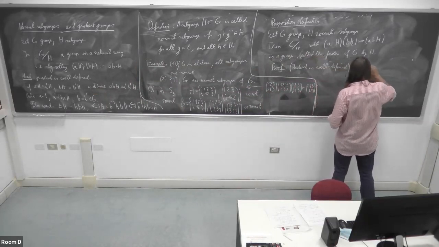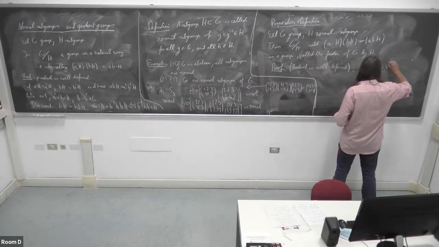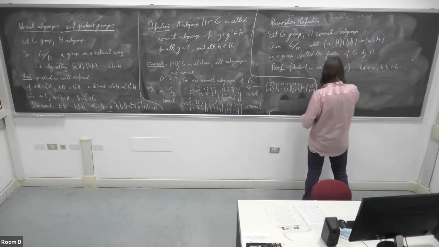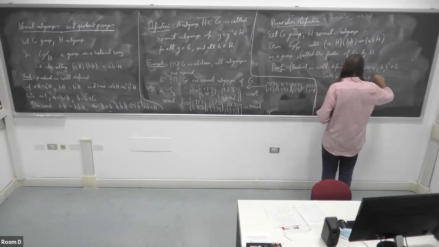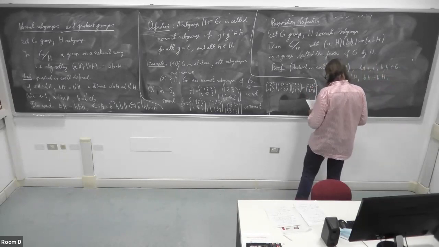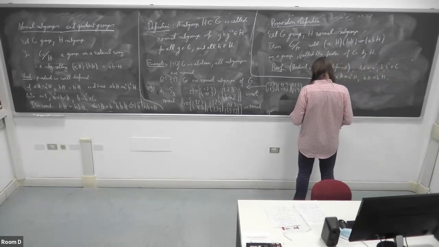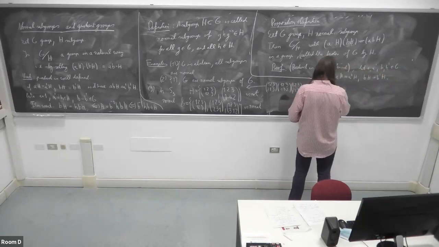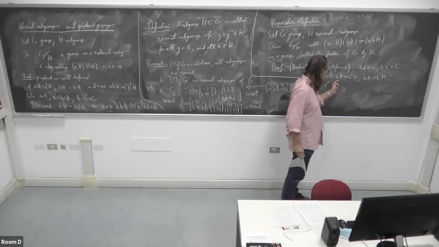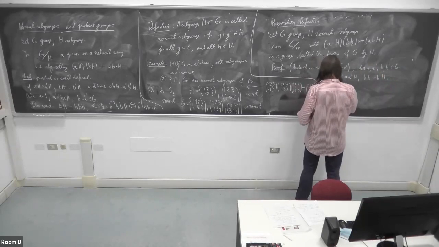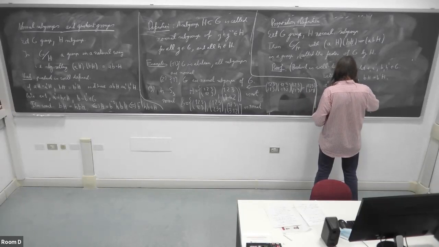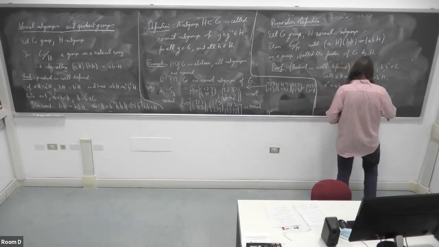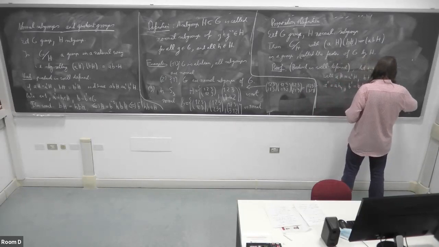So we take some elements A prime, B prime, with AH, A prime H, BH. What does it mean? It means that A prime can be obtained from A by multiplying by an element in H. So A prime is A times H1, and similarly B prime is B times H2, with H1 and H2 elements in H.